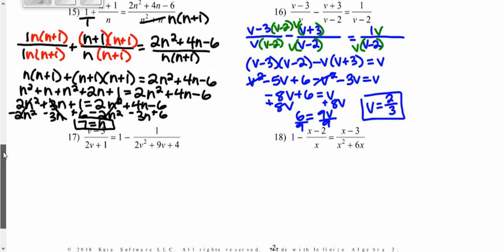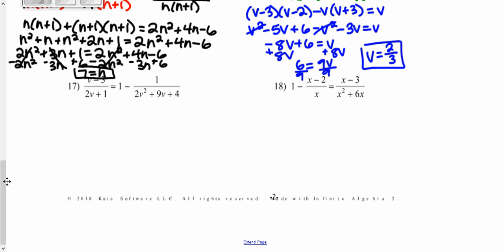So working on number 17. The first thing I like to do is factor any denominators. So I'm going to factor this denominator. I'm going to do this over to the side, and it's going to give me 2v plus 1 and v plus 4. So use your factoring skills to factor that denominator. I'm going to check to see what that number is. V minus 3. Okay, so now I'm going to rewrite my equation.